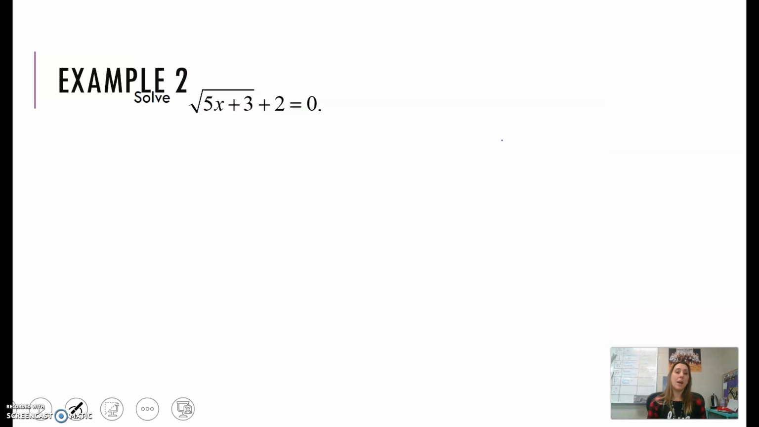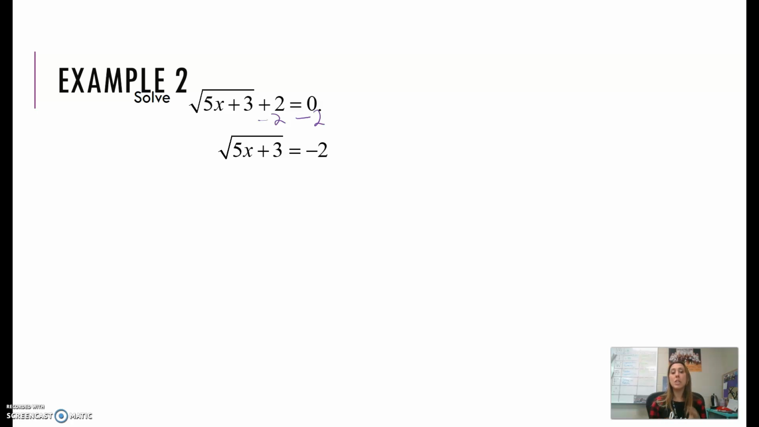All right, so now we're going to do this. So the first rule is to isolate. So the first thing I'm going to do is I'm going to subtract 2 from both sides. So that's how I got the square root of 5x plus 3 is equal to negative 2. Now, I want you guys to think about this. Now, in our heads, we might jump to, I need to square both sides so I can get the inside out. And you can do that, and it will work.